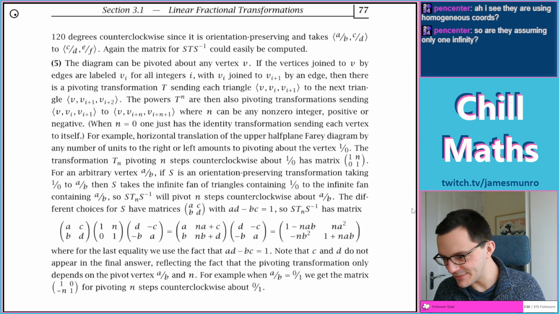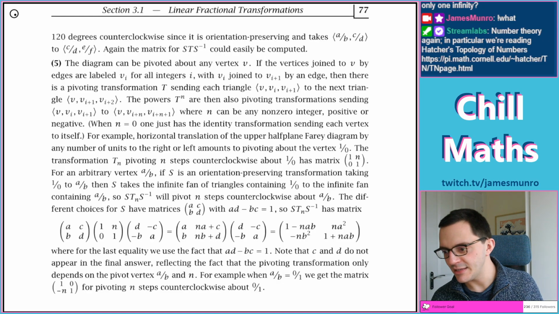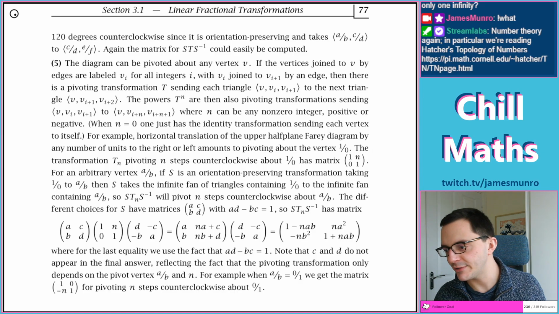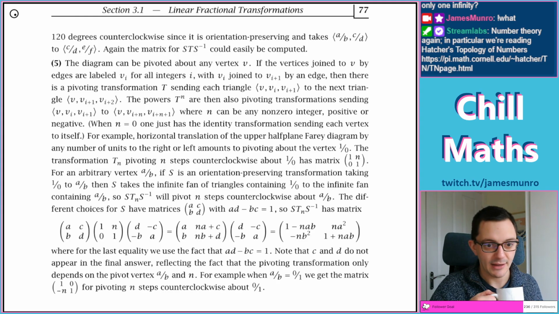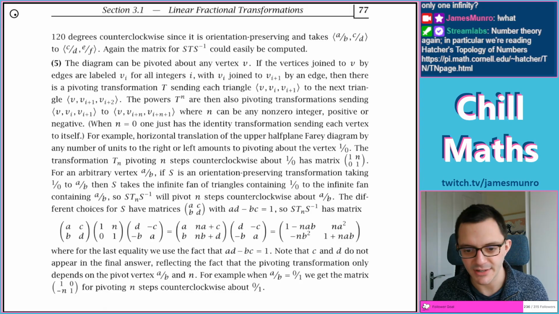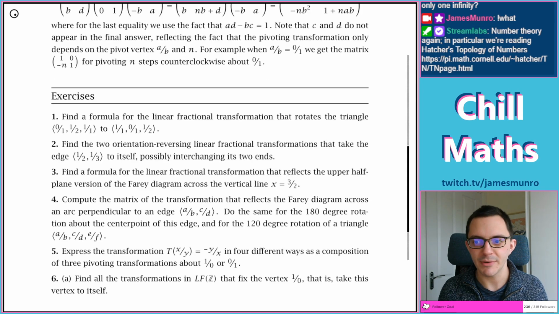Oh, the book, by the way, is freely available. And is Hatcher's Topology of Numbers, which you can get at pi.math.cornell.edu/~hatcher. And they have other books as well. But this is the only one I stand a chance of understanding. So there we are. Oh, right, we've hit some exercises.